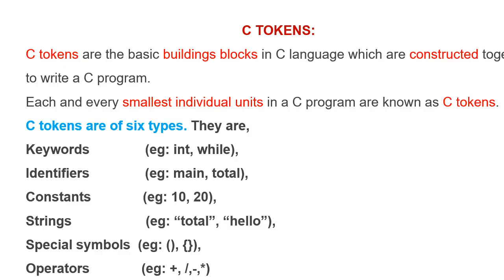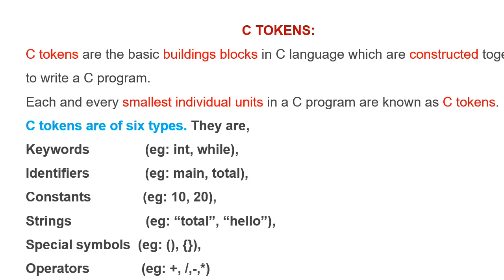C tokens are basic building blocks in the C language which are put together to write a C program. Means C tokens are the useful contents in the C language. Without them, we cannot think about writing or coding a C language program. Each and every smallest individual unit in a C program is known as a C token. Whatever the small symbols or strings, they are known as C tokens.